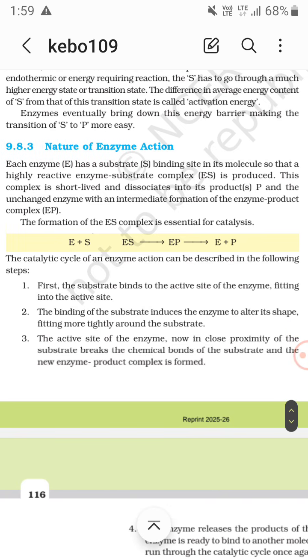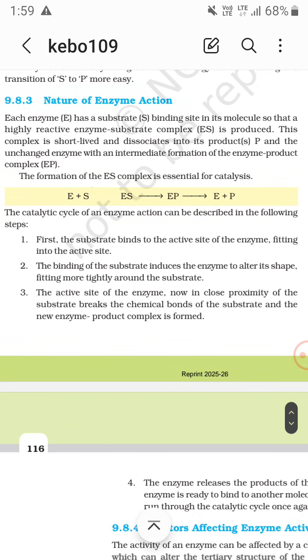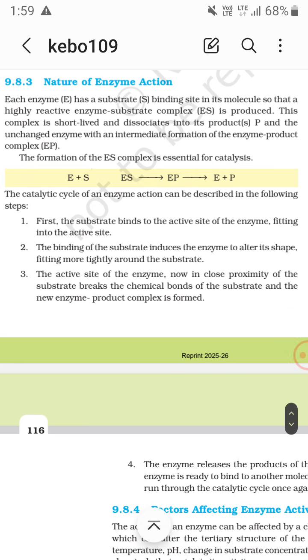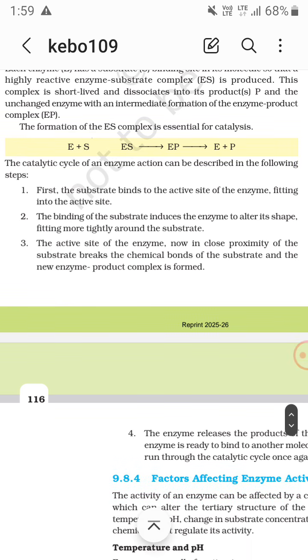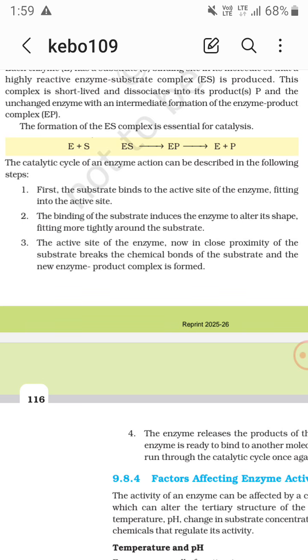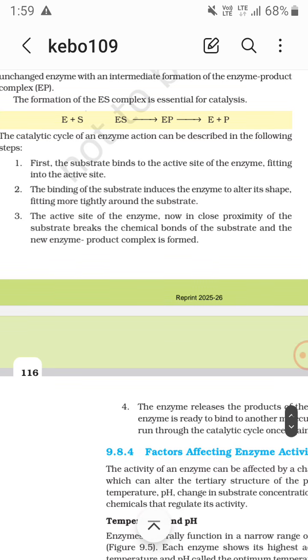Now the nature of enzyme action. First, formation of enzyme plus substrate, then enzyme substrate formation into enzyme product and enzyme plus products. So first the substrate binds to the active site of the enzyme, fitting into the active site. The binding of the substrate induces the enzyme to alter its shape, fitting more tightly around the substrate.